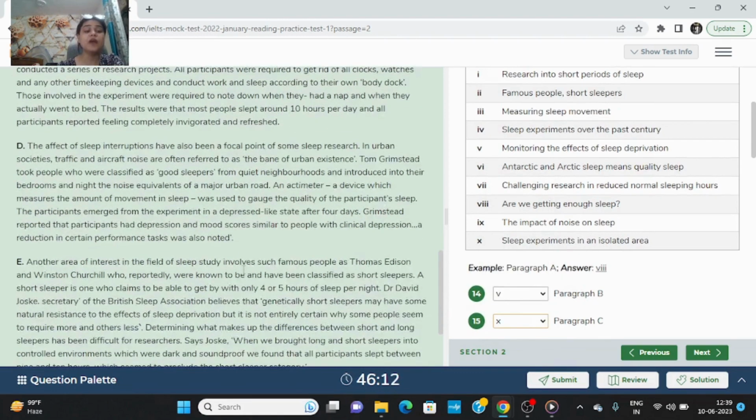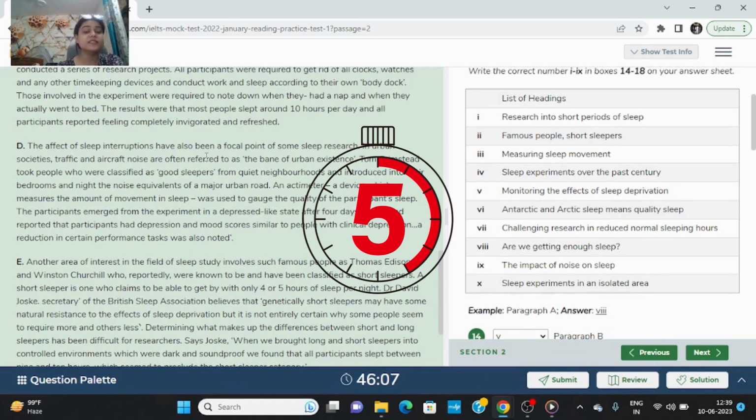Okay, now I will move to paragraph D. Similar like this, I'm giving you 5 minutes. Start doing it.